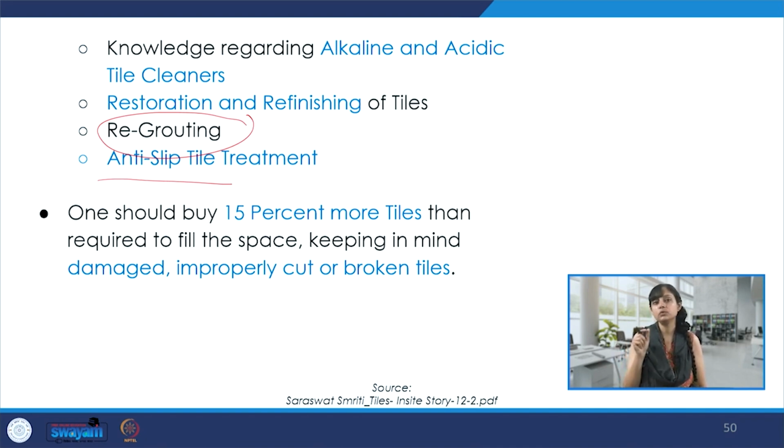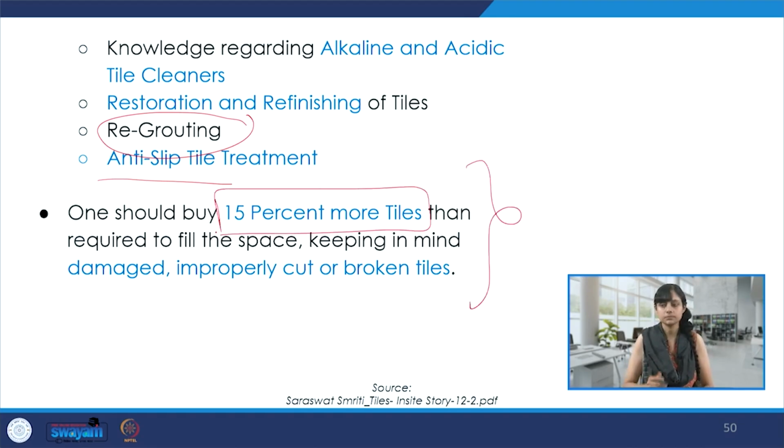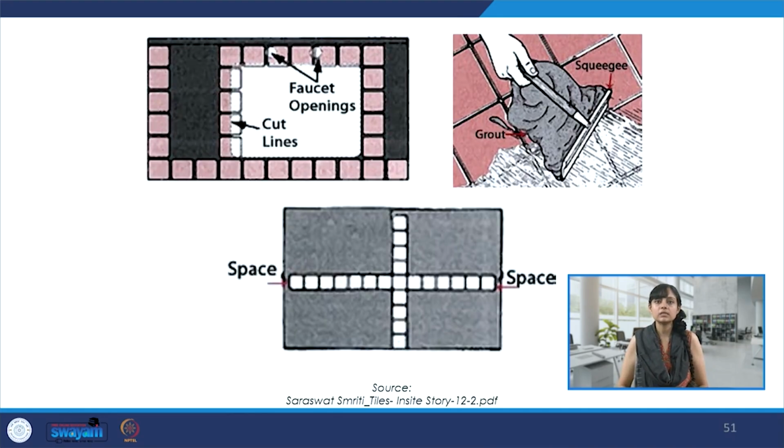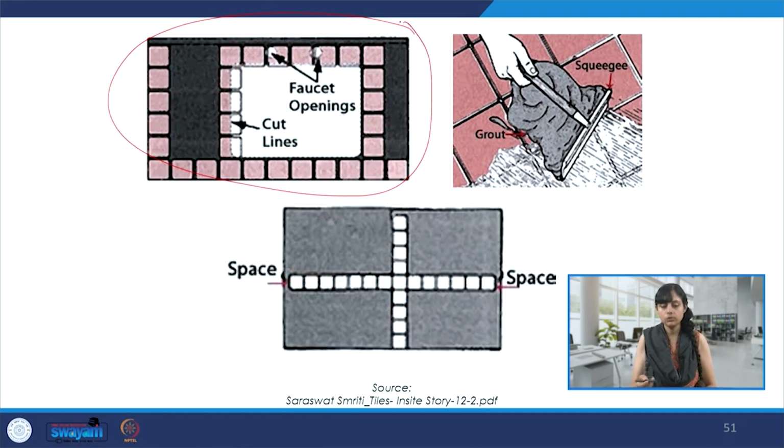Now again, as a thumb rule, one should buy 15% more tiles than required to fill the space, keeping in mind there may be some damage, some kind of wrong cut, some tiles being broken, etc. So it's always good to have this sort of thumb rule in place. These are some of the images, and again, while we are laying tiles on the floor, there may be some faucet openings. We may need to cut the tiles because there may not be enough space for putting the full tile, and there may be some kind of servicing or plumbing or something.